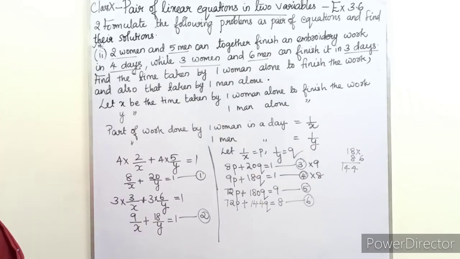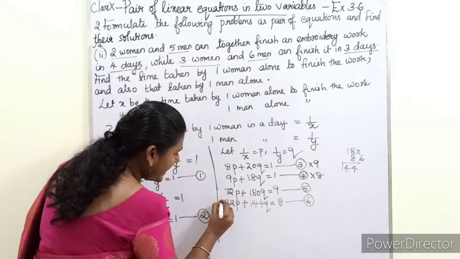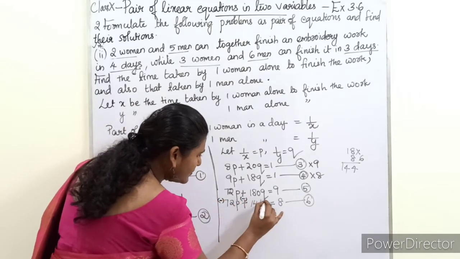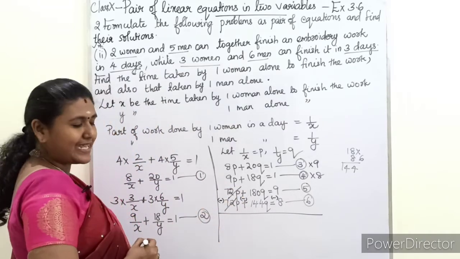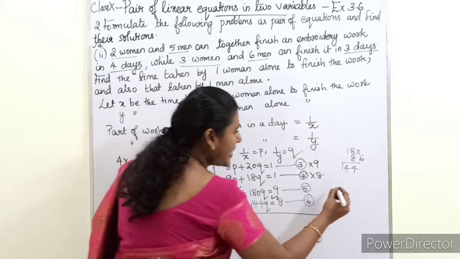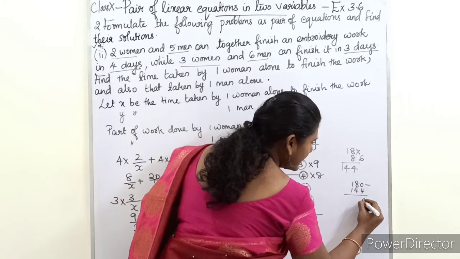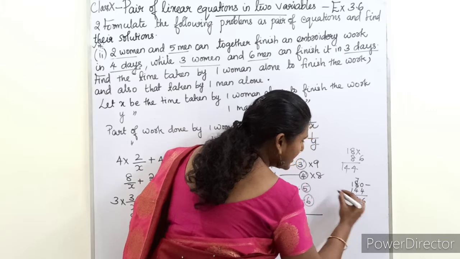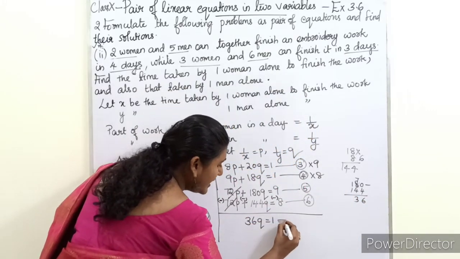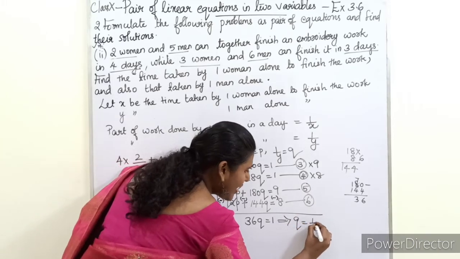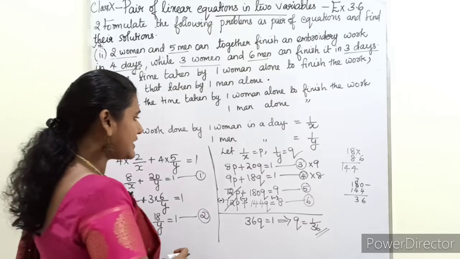Now if you see here, we have to subtract these two equations because of the same sign. So here we will do subtraction and change the signs. These two terms will get cancelled. 180 minus 144 is 36. So 36q is equal to 1. That gives q is equal to 1 by 36. So we got the value of q as 1 by 36.